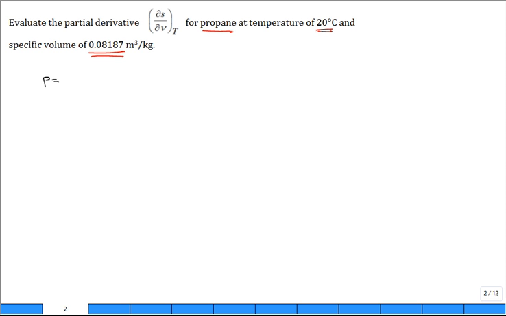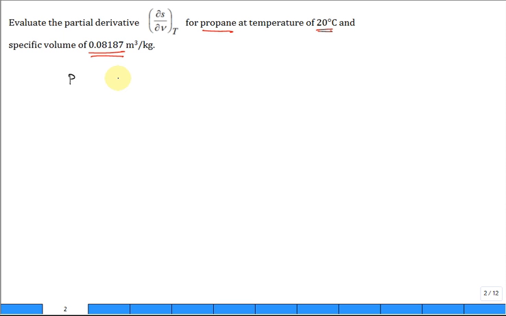So if you have your tables, you can follow along. Just go to the propane pressure tables, then find the pressure block where 20 degrees C and that value for specific volume is matched. That's at a pressure of 6 bar. And so at a pressure of 6 bar, you can maybe repeat. Let's do this.